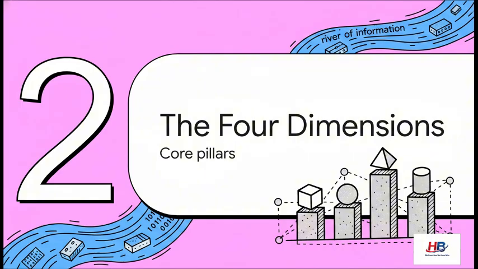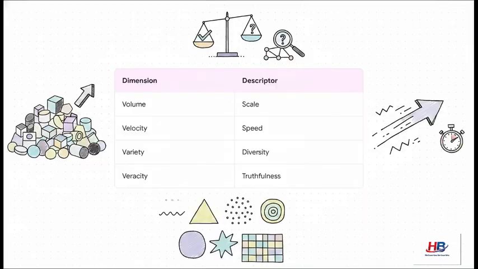To truly understand this new paradigm, we absolutely must look at the structural pillars of our blueprint. And this table brilliantly illustrates those pillars, what we call the 4 V's of big data. We have volume, which is all about scale, velocity, which measures speed, variety, highlighting diversity, and veracity, which dictates truthfulness. This is a great quick summary, but let's actually zoom in and unpack what each of these looks like in the real world.